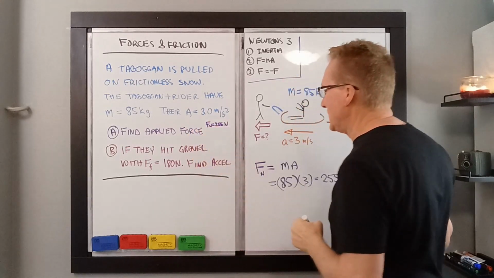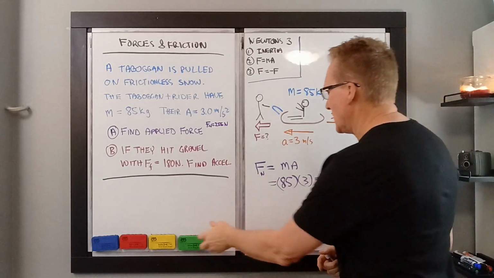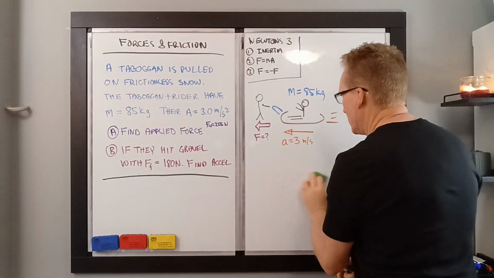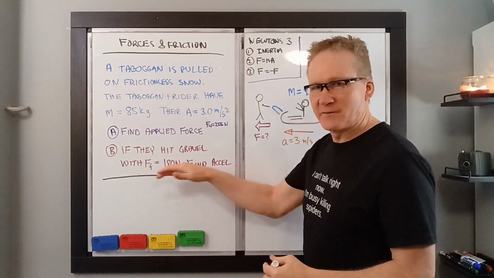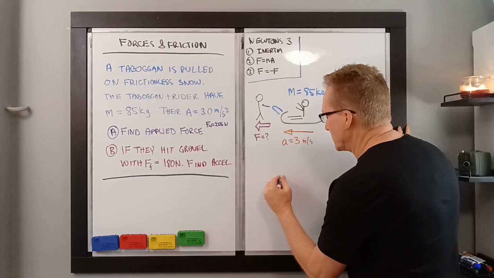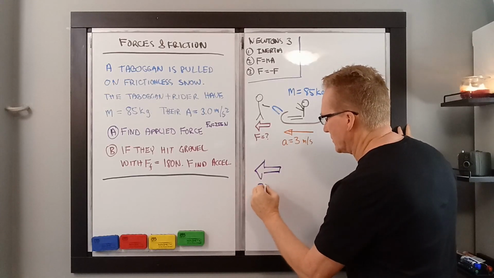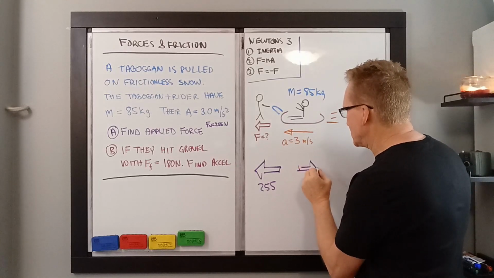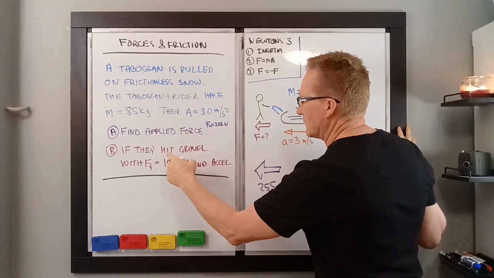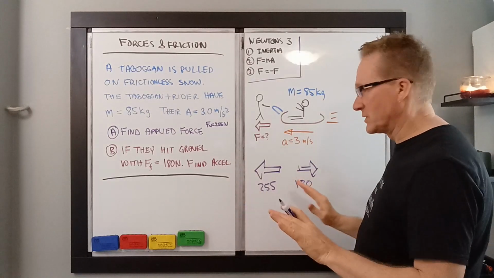I'm writing it really tiny. Hopefully you can read that. If you don't, it's right here. 255 newtons. So we've got the first part of that equation there. So now what happens if we hit the gravel and we have an opposing force? In that case, we're going to have a force this way of 255. And then we're going to have a smaller force, but still a force in this direction, of 180. So our net force, you can see, is in that direction.